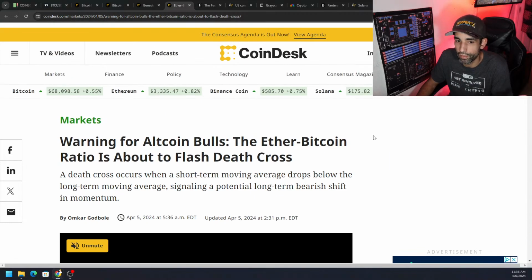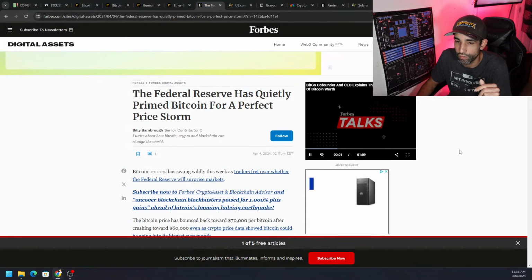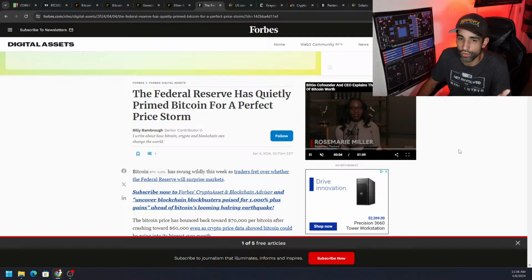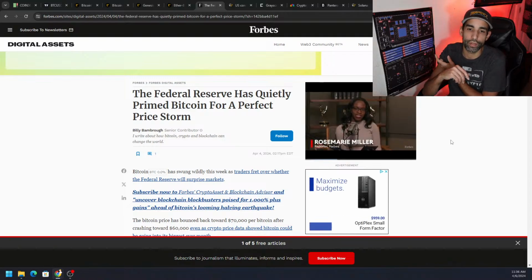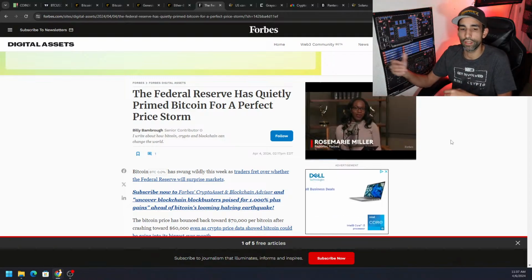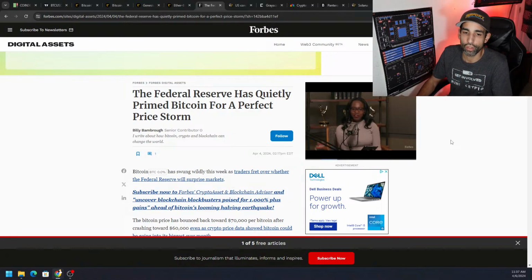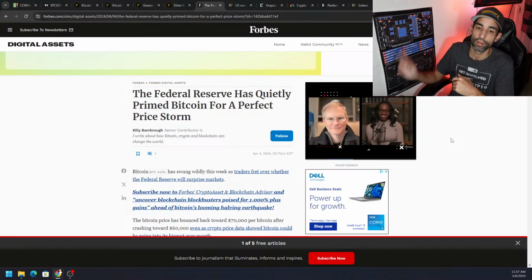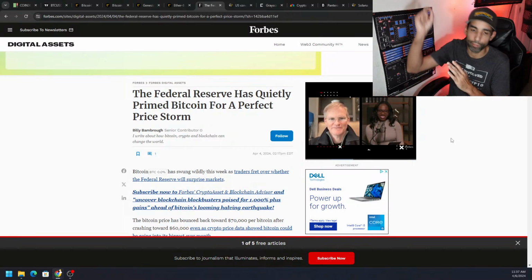Anyways, I'm not too concerned about the death cross. I mean, maybe there's a pullback. I'm not really too concerned. However, this article says the Federal Reserve has quietly primed Bitcoin for a perfect price storm. Basically, it's saying that Jerome Powell mentioned that there would be a rate cut in the future. Usually when there's a rate cut, markets go up. When there's a rate hike, markets go down.